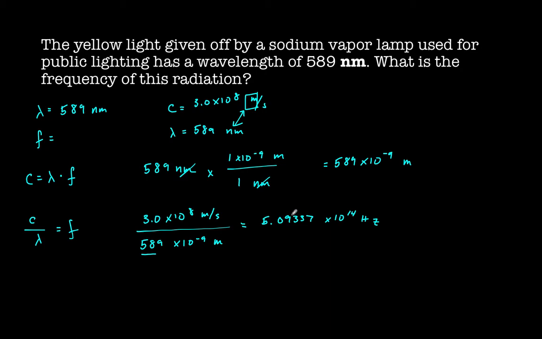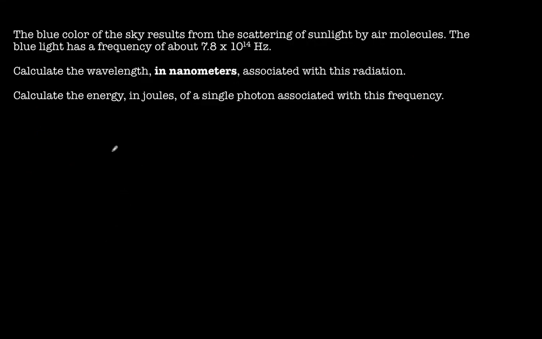we need 1, 2, 3 sig figs, and since it's after the decimal, I just chop it off. So I have 5.09 times 10 to the 14th hertz. It's going to be my final problem answer for my frequency. Let's keep on going. Number 3 is the 2-part.